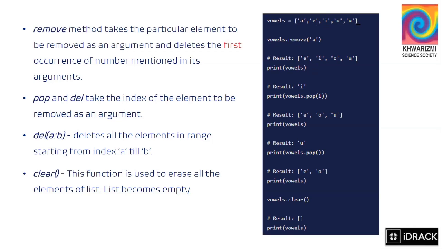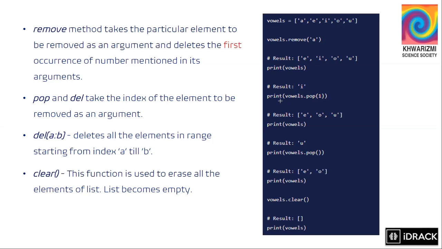It would just remove the first occurrence. So what it gives you now, if you print the list, is EIOU. The same way, pop and delete take the index of the element to be removed as an argument.